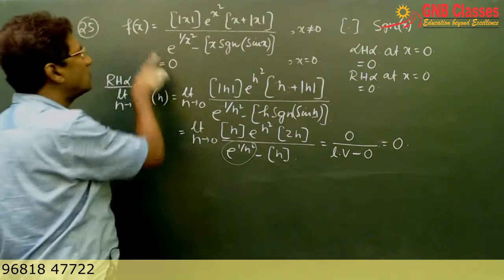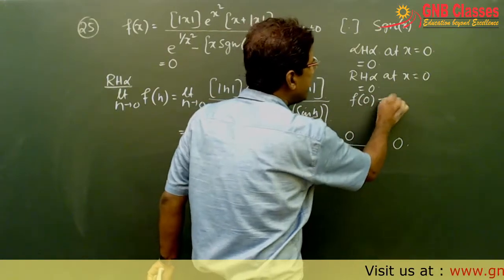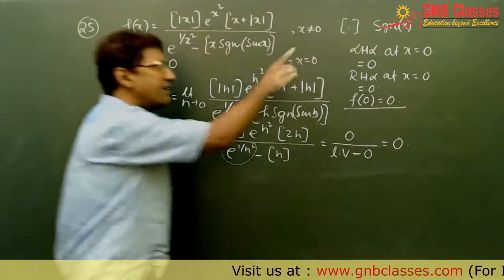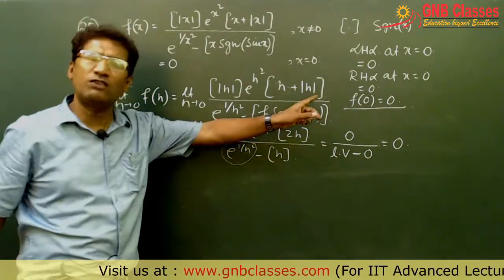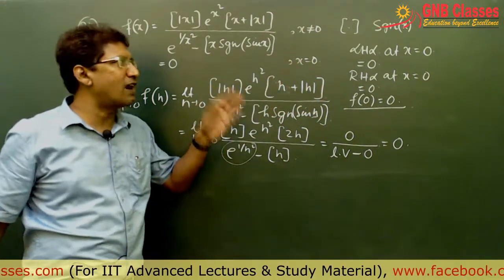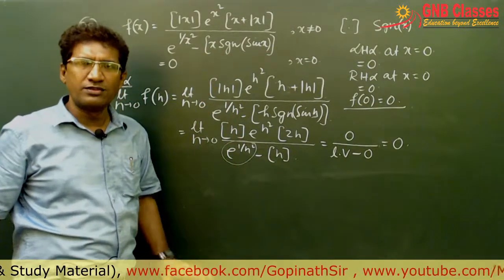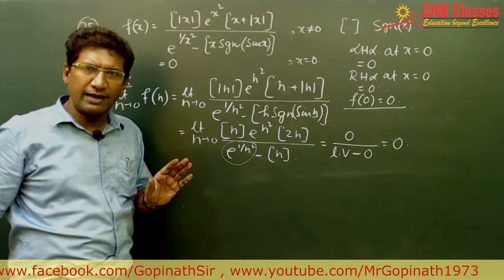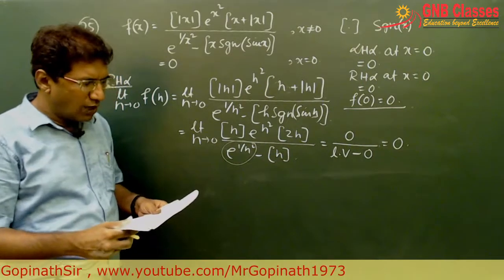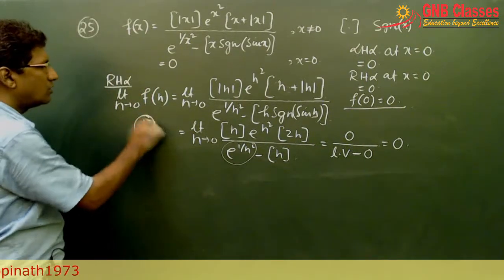Again, the value of the function is 0 at x equals 0. Hence, since the left hand limit, right hand limit and the value of the function are all equal to 0, we will say that the function is continuous at the point x equals 0. Have you understood this problem clearly? Okay, now option A is correct for question number 25.